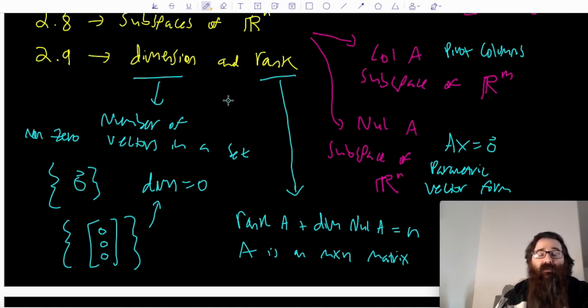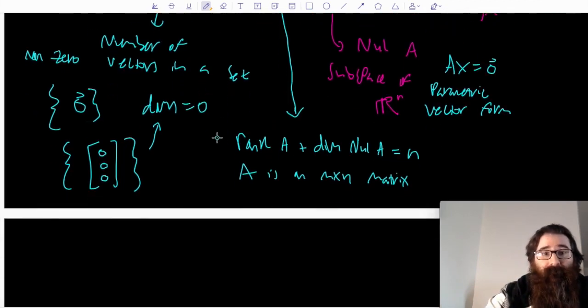But in this section, we got to answer some interesting questions as well. And we also got extra practice building subspaces for column space and null space. And in addition to that, answering questions about dimension. Very important.